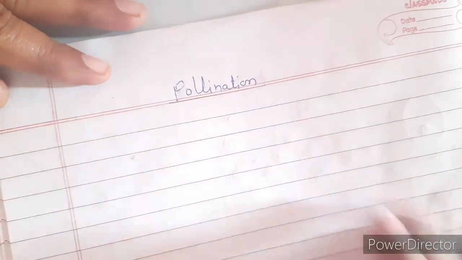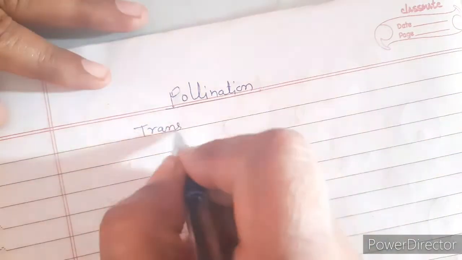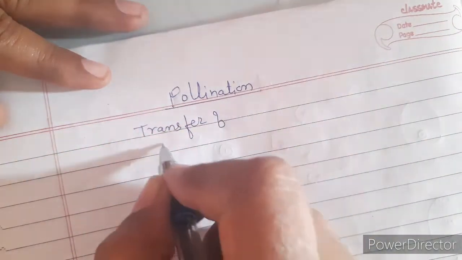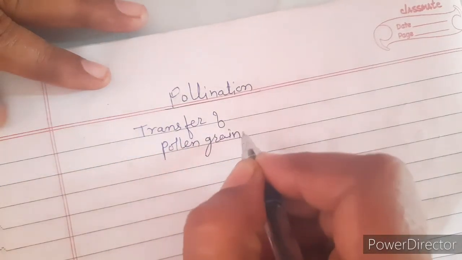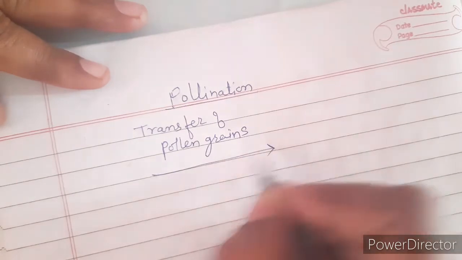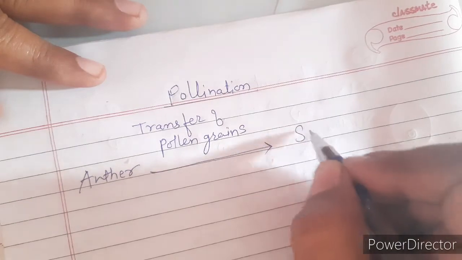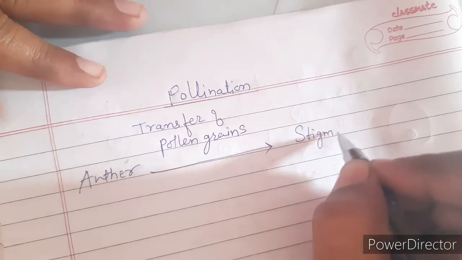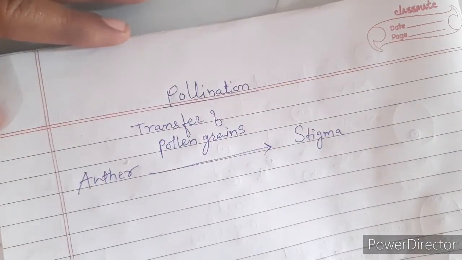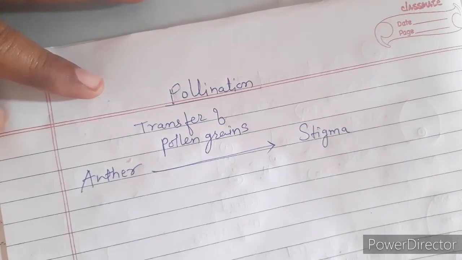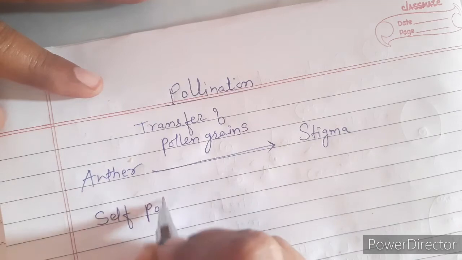Now what is pollination? The transfer of pollen grains from the anther to the stigma is called pollination. Generally, pollination is of two types. The first one is known as self-pollination.